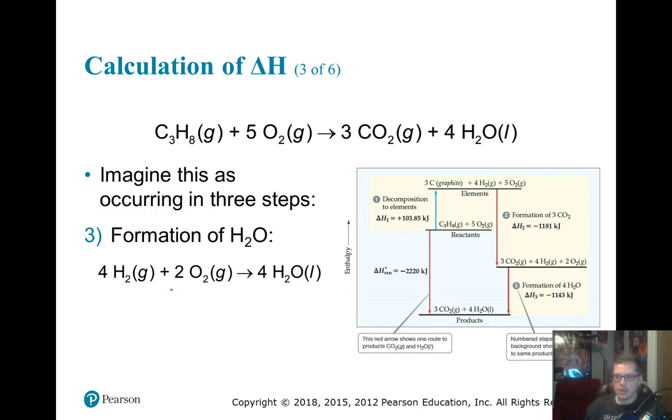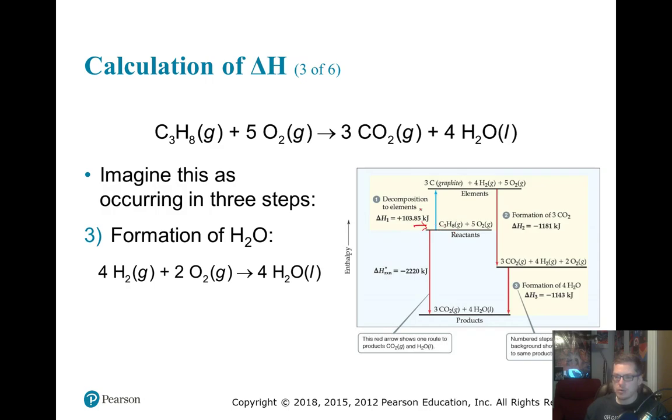Okay, and then the last step would be combining the hydrogen from breaking down the propane with the oxygen to form the water. Okay, so we took our C3H8, broke it down, and then formed CO2 and H2O. And this is essentially what we have. So this is our reactants. This is what we started with.